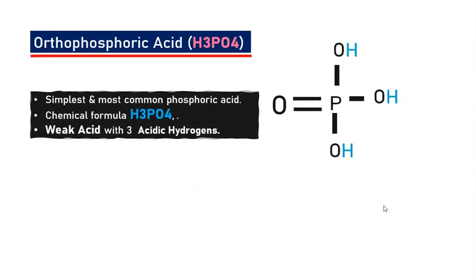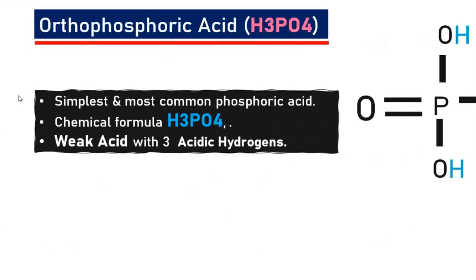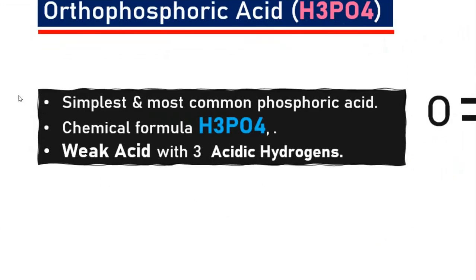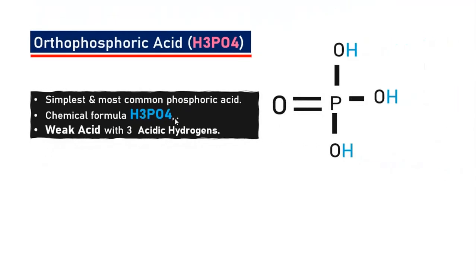Now coming to the phosphate. The third important component of the nucleotide is the phosphate, and usually this is the simplest and most common, the phosphoric acid. Usually orthophosphoric acid is present, and its chemical formula is H3PO4, and it is a weak acid with 3 acidic hydrogens.